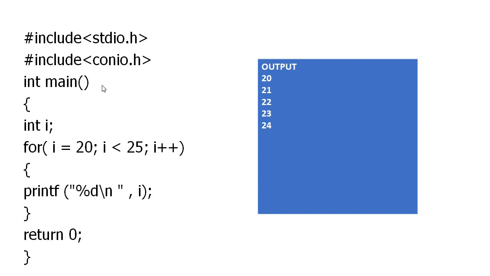So this is a program to print in increment order. The only change I have made is in the increment or decrement part, where I have incremented the value of i. First 20 will be printed. I'll check whether 20 is less than 25. The condition is true, so I'll print the value of i. Again, I'll move back to the loop and increment the value from 20 to 21. I'll check it with the condition. Until the condition is false, I'll print in the loop.